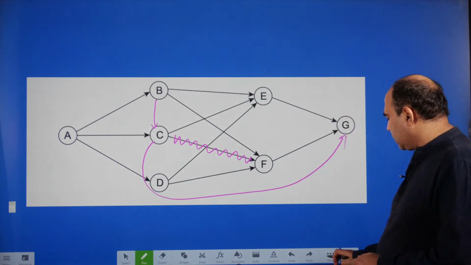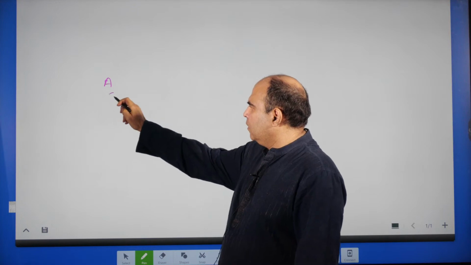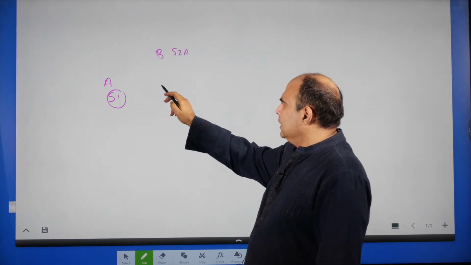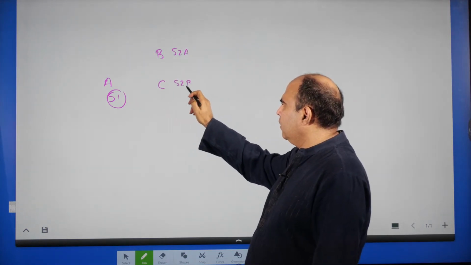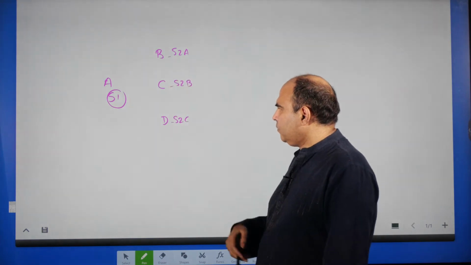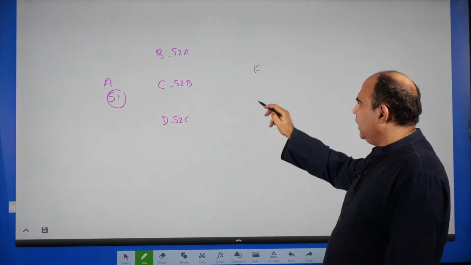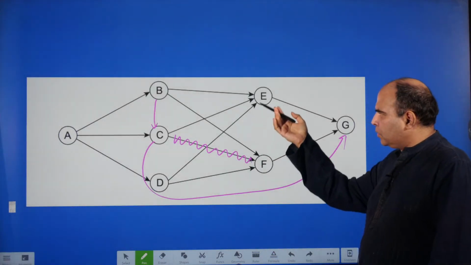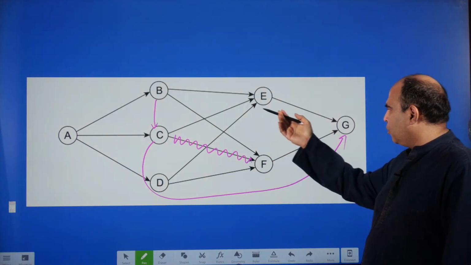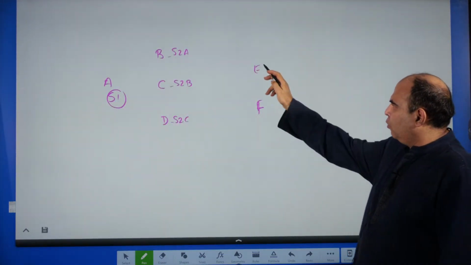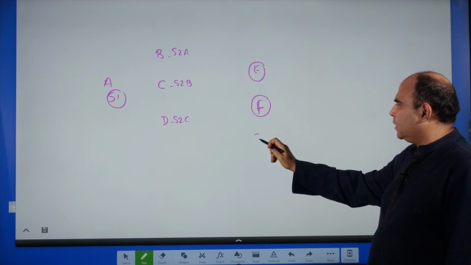So my structuring in this case will be: A I'll call stage 1, B I'll call stage 2A, C I'll call stage 2B, D I'll call stage 2C. E and F, because the routes into E and routes into F are not symmetric, but route out of E and route out of F are symmetric. So we are more bothered about the routes out. So both these can be referred to as stage 3.